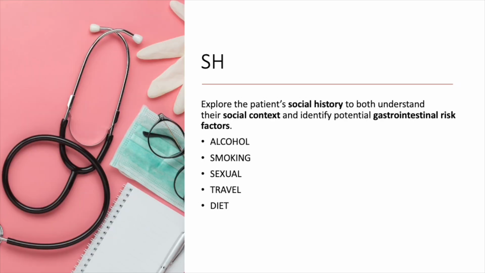Now we go to the social history. So in the social history, we are mainly concerned with the social context of the patient and potential gastrointestinal risk factors. The most important risk factor you should think about is alcohol. So a detailed history of the alcohol consumption. In addition, smoking, sexual history, travel and diet is also important. We should ask about the social support and whether the house and other environment should also be asked for.